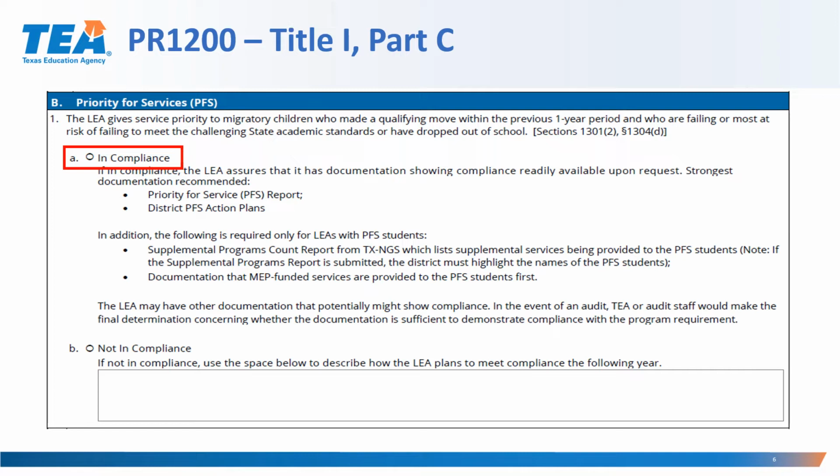The LEA may have other documentation that potentially show compliance. In the event of an audit, TA or the audit staff would make the final determination concerning whether the documentation is sufficient to demonstrate compliance for the program requirement. Now, if the LEA indicates that they're not in compliance, they will have to provide in the space below how the LEA plans to meet compliance for the following year.